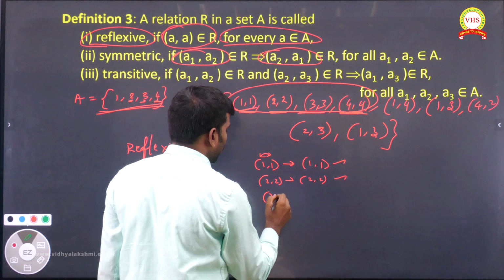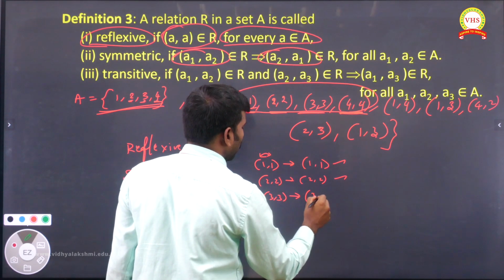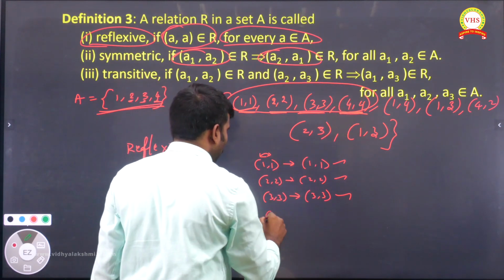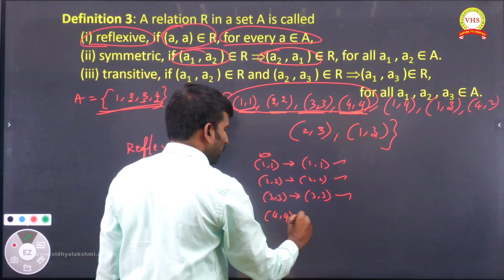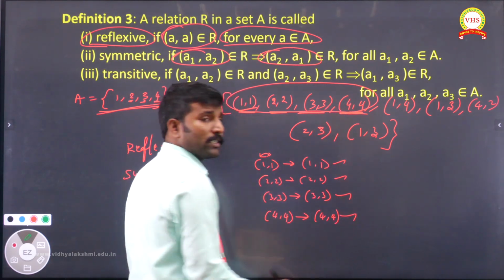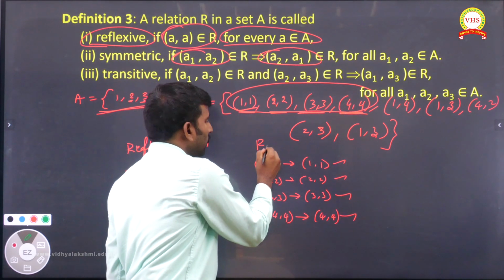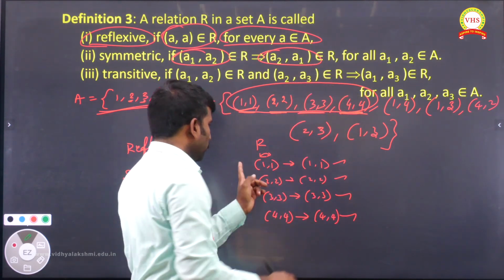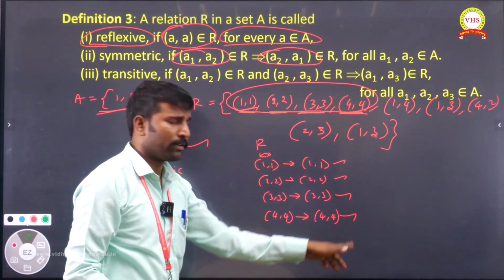(3,3) if you take, what will happen? For this also the mirror point of view is (3,3). Satisfied. (4,4) if you take, the mirror point of view is again (4,4). It is there in R. See, this is there in R. Our output is that whatever we have here is also in R. So this is satisfying in R. So that is why I gave a tick.